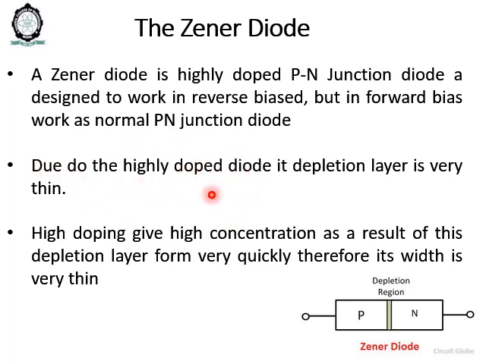When we do the high doping, the depletion layer becomes very thin. Why does the width of the depletion layer become narrow? Because when we do the high doping, the concentration of charge carriers on the N type and P type semiconductor sides increases: holes in the P type semiconductor and electrons in the N type semiconductor, due to the heavy doping.